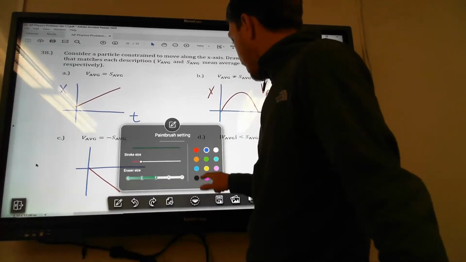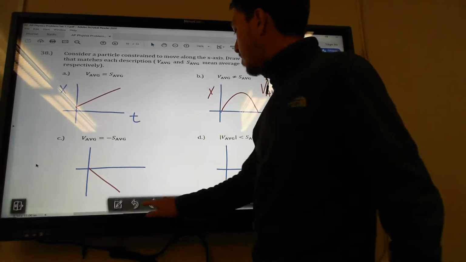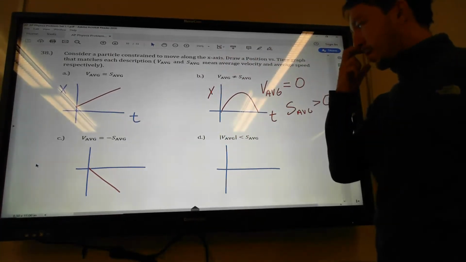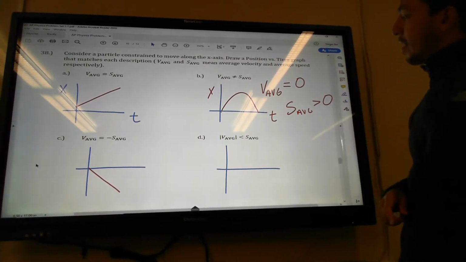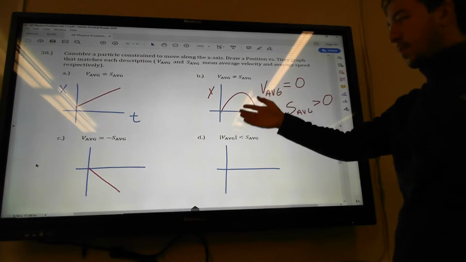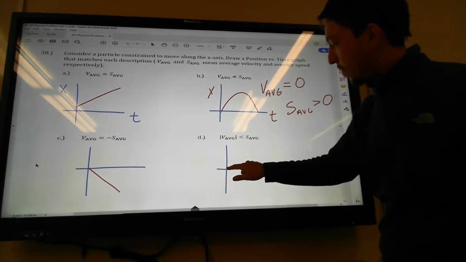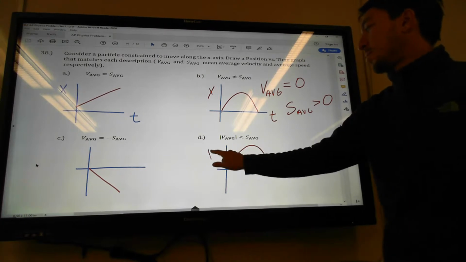And then lastly, this says that the size of the average velocity is less than the average speed. You could definitely do that. You use the same example pretty much. Does that make sense? Or even maybe a different example would be like that. Say that was my position function, position time.